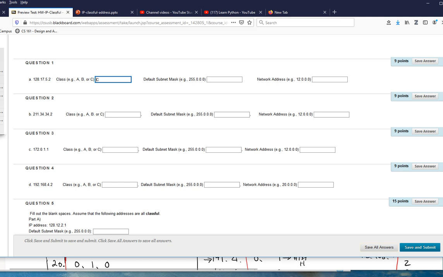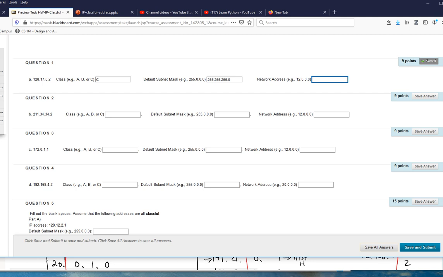And for the default subnet mask, look at the example. Your answer should be in this format, like 255.255.255.0 or something like that. Just your answer and nothing else. And for the network address, it's some kind of IP address like 128.0.0.0. So here's the example. Don't put anything like "this is my address." Please don't. Just your address.